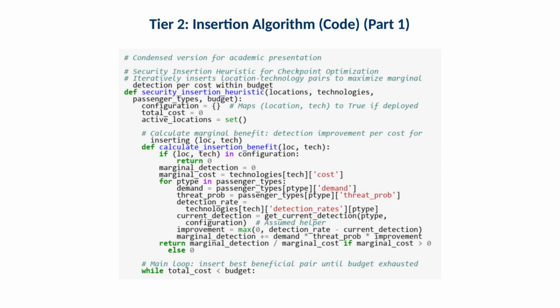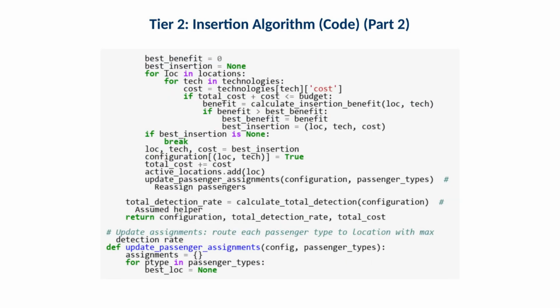threat probability, technology options with cost, service time, detection and false alarm rates, and station candidates. You also see how the heuristic defines a benefit score, such as incremental expected detection divided by incremental cost, with penalties when a candidate would violate service level limits. This part usually implements the insertion loop. At each step, it evaluates candidate insertions, selects one of the best feasible upgrades, and updates the configuration.